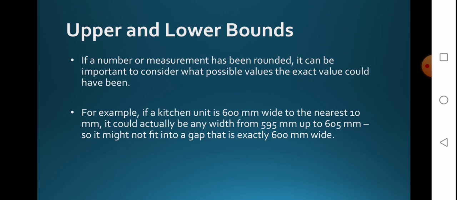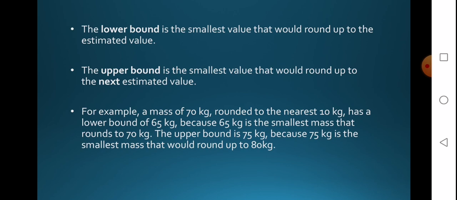Now, if a number or measurement has been rounded, it can be important to consider what possible values the exact value could have been. For example, if a kitchen unit is 600 millimeters wide to the nearest 10 millimeters, it could actually be any width from 595 millimeters up to 605 millimeters. So it might not fit into a gap that is exactly 600 millimeters wide.